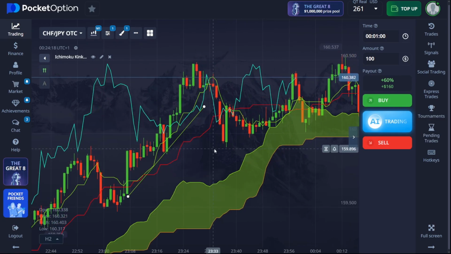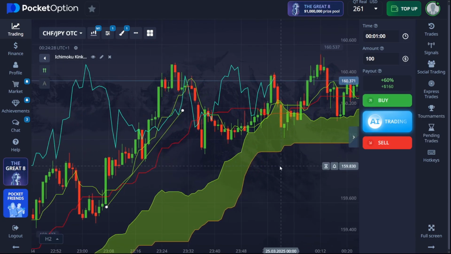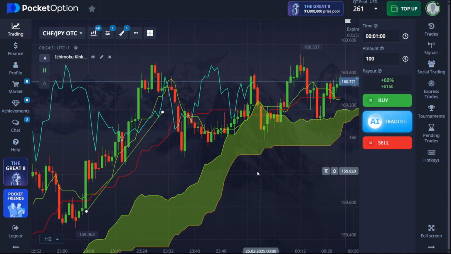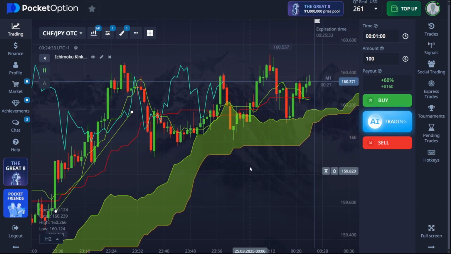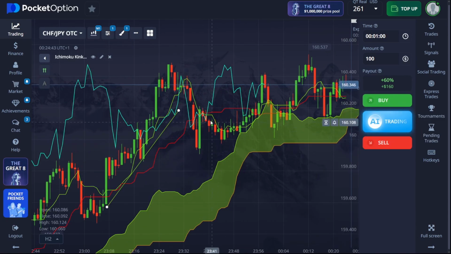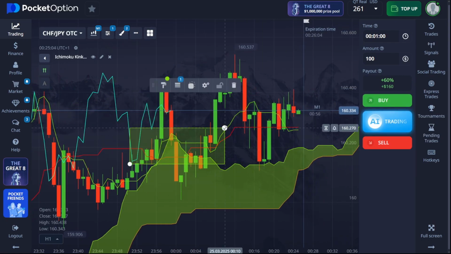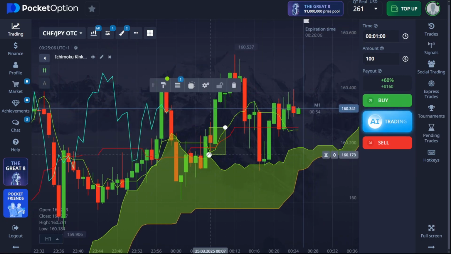If the red line is above the green, the sellers are stronger and you might consider sell trades. But if the price is still above the green cloud, it's better to wait until the green line crosses above the red. After the crossover, you can enter. For example, here, after the crossover, the price shot up.